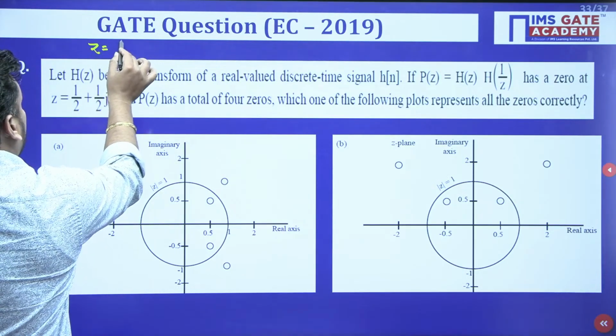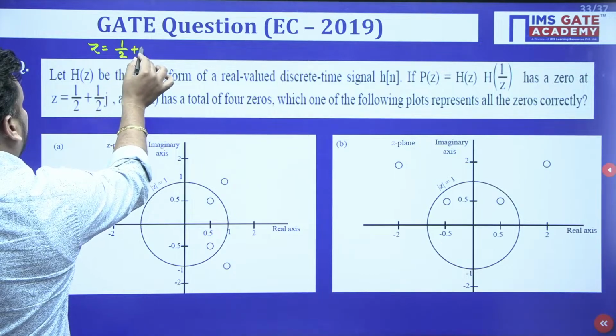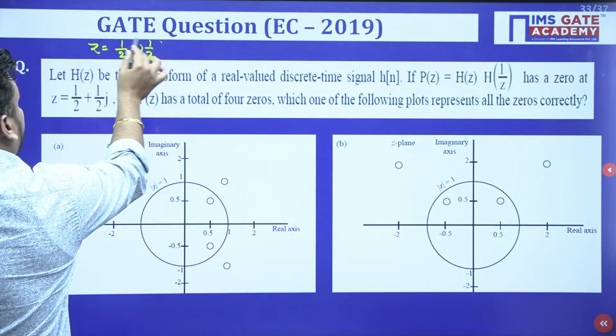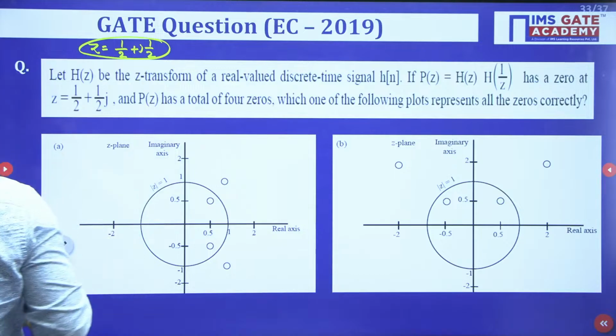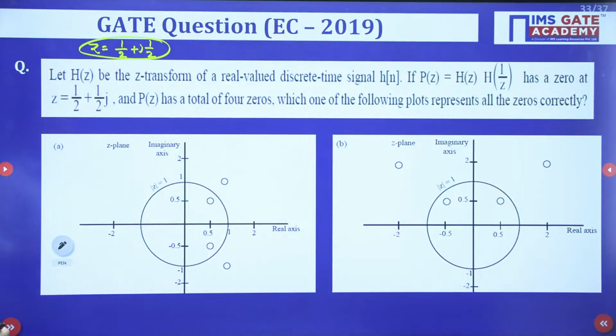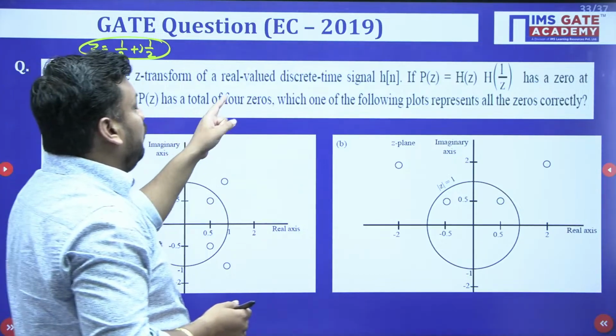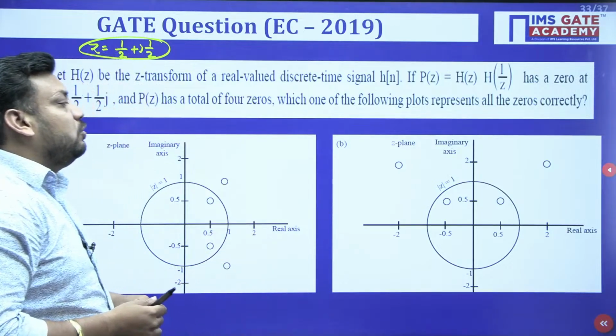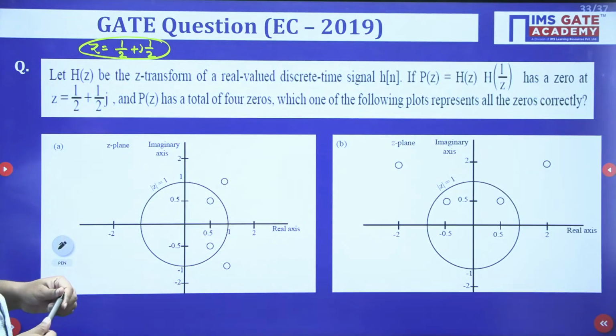so if this is your zero, z मतलब half plus j half. If this is your half plus j half, and P(z) has a total of 4 zeros, then which of the following plots represent all the zeros correctly?